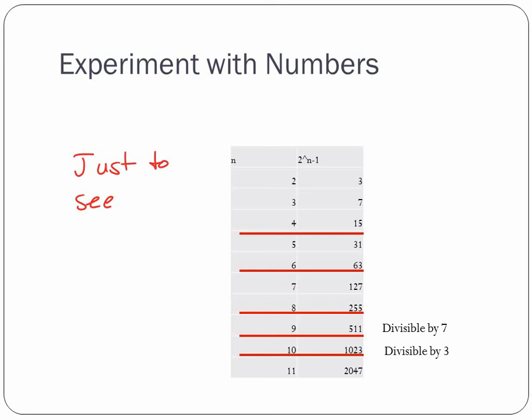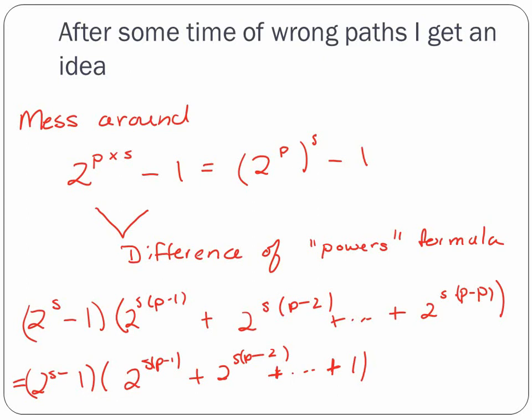But I couldn't really see the 511, so I just checked, and 7 indeed divides it, and 1023 is divisible by 3. So I started messing around. I took my null, which is n is p times s, and I put it in the exponent of 2 to the n minus 1.